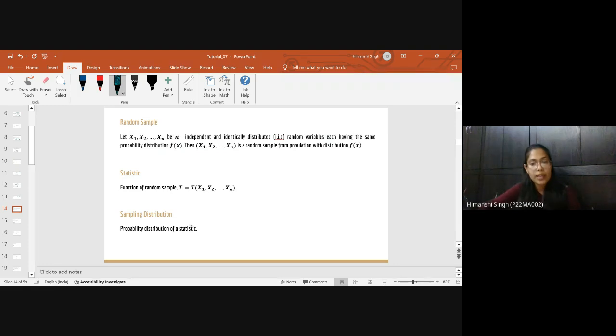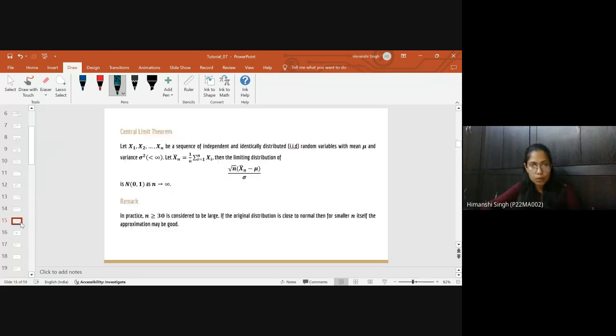The probability distribution of that statistic will be the sampling distribution. Some of the sampling distributions were discussed further, first of all, the central limit theorem.